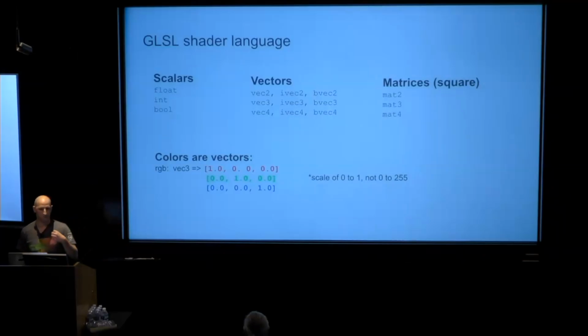So vec2 is a vector of 2 floating numbers. ivec2 is a vector of 2 integers. bvec2 is a vector of 2 Booleans. And colors are essentially just vectors, so there's nothing special to them.